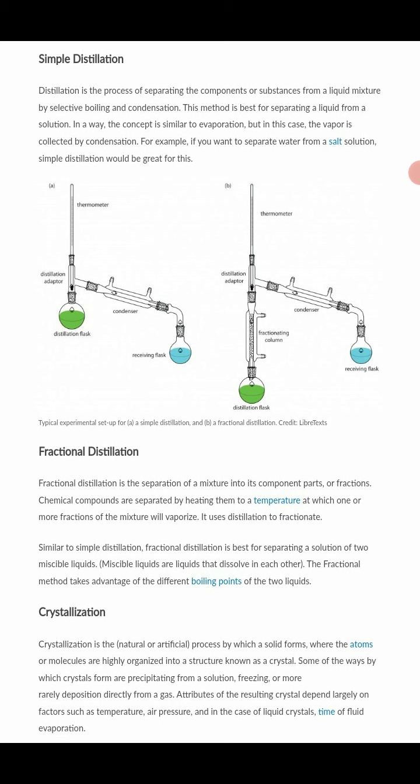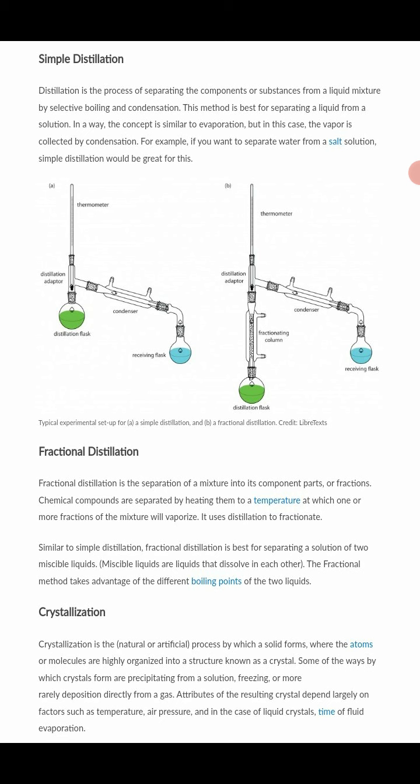While condensation is simply the process by which a substance changes its state from the gaseous state to the liquid state. Gas to liquid is called condensation. Distillation is of two types. We have the simple distillation and we have the fractional distillation. The simple distillation method is best for separating a liquid from a solution.